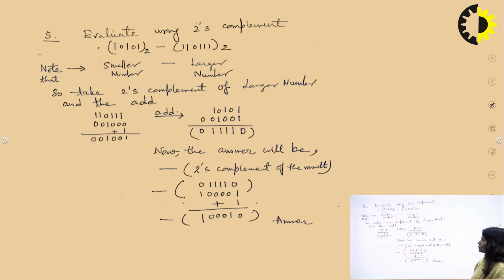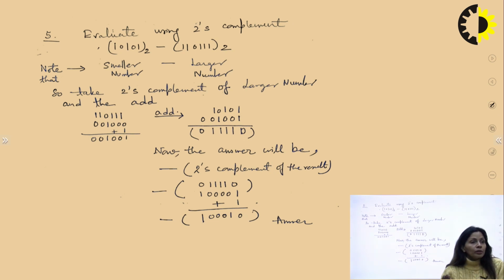Now coming to the next question, they are saying evaluate using 2's complement. They have given two binary numbers. They are asking that you use the 2's complement method. You don't have to do the subtraction directly on your calculator. See, the examiner is certainly going to see the way you attempt the numerical or solve this particular question. So you have to show it step by step in a very clear manner, right?